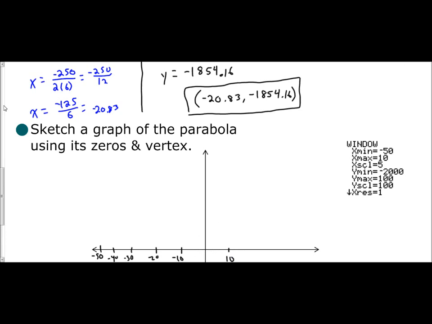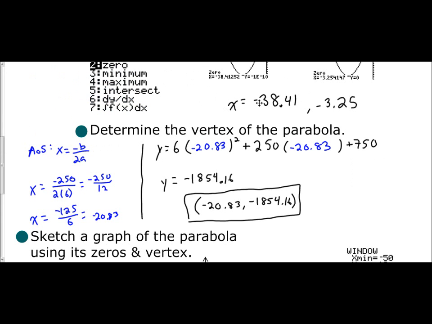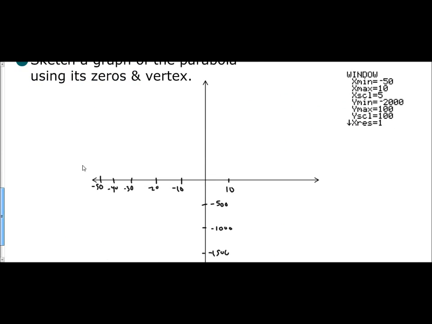And so the information I want to know is my zeros. My zeros were negative 38.41 and negative 3.25. And so the first piece of information I'm going to graph is my zeros. So I'll use green to graph the zeros. So negative 38.41, let's just approximate it, that's around there. And negative 3.25, let's say, is around there. And so there are my zeros.